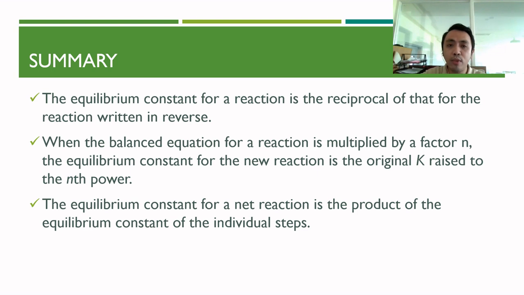To summarize what we have learned in today's lesson, here are the main points that we have discussed in this video. The equilibrium constant for a reaction is the reciprocal of that for the reaction written in reverse. When the balanced equation for a reaction is multiplied by a factor n, the equilibrium constant for the new reaction is the original K raised to the nth power. Finally, the equilibrium constant for a net reaction is the product of the equilibrium constants of the individual steps.